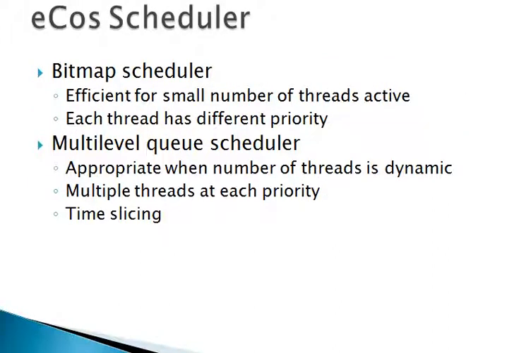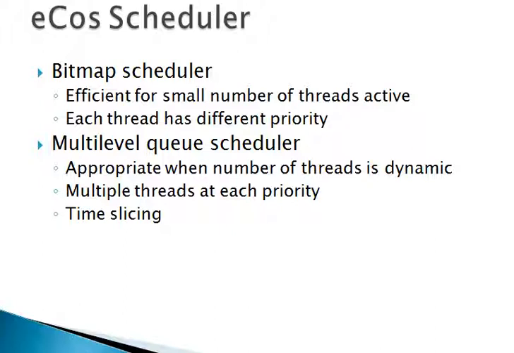Next is the eCos scheduler. It consists of two schedulers, the bitmap scheduler and the multi-level queue scheduler. The bitmap scheduler is efficient for a small number of active threads, where each thread has a different priority. The multi-level queue scheduler is appropriate when the number of threads is dynamic, with multiple threads at each priority and time slicing.